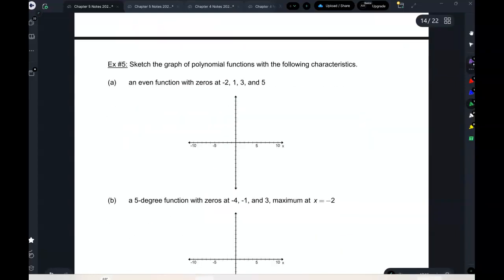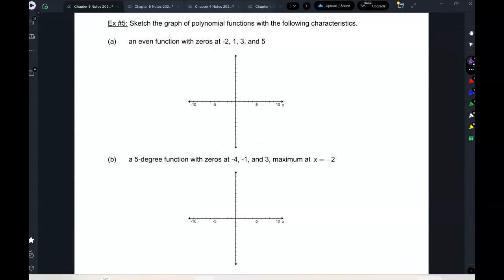Okay, let's take a look at this function. Sketch the graph of a polynomial function with the following characteristics. We want an even function with zeros at -2, -1, 3, and 5. So why don't we go ahead and put the zeros first, -2, -1, 3, and 5. Now, if I want an even function, that means at the left and the right, they're either both going to be going up to positive infinity or down to negative infinity. Now, we don't have any information that tells us whether it'll be positive or negative infinity, so you can choose.